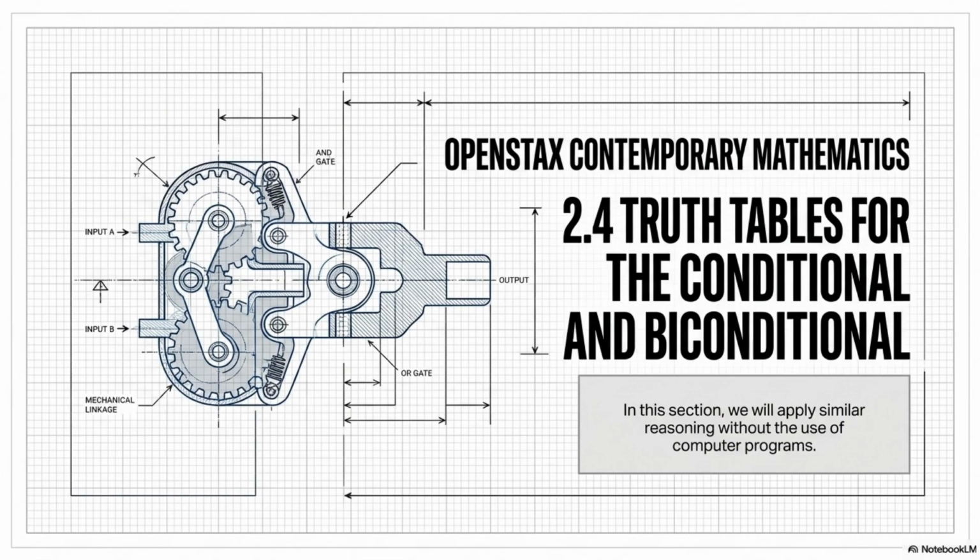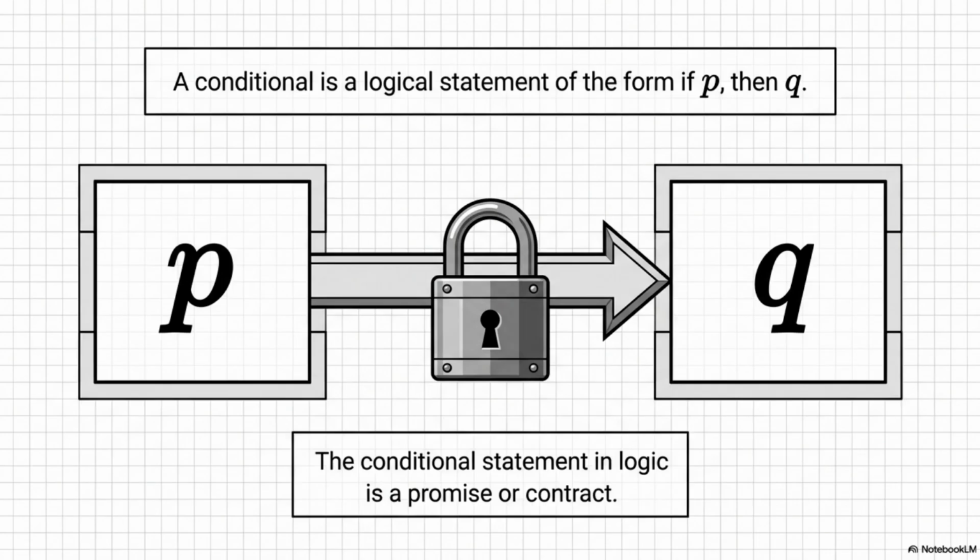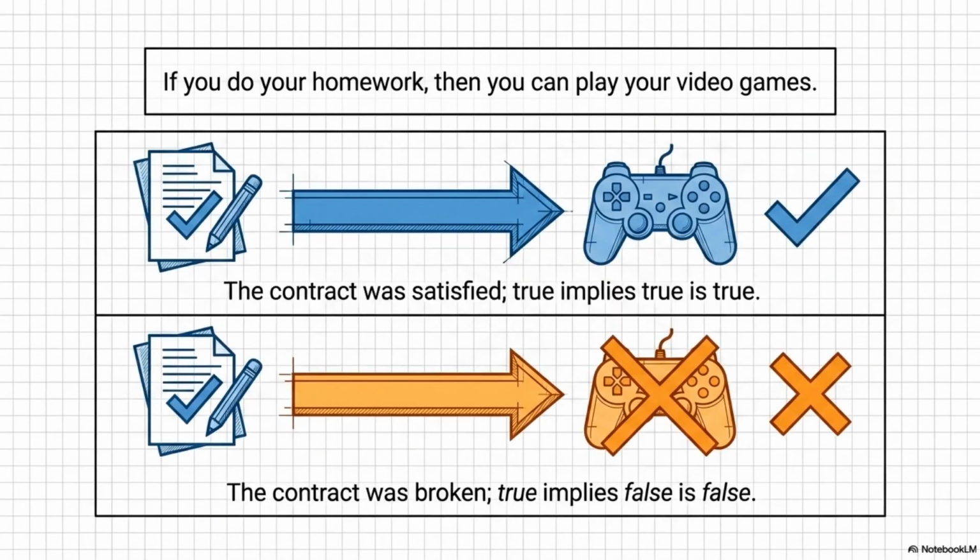So to set the baseline for you listening, let us look at the standard conditional statement. Right, so in logic, this is P implies Q. Since you likely already know the basics of an if-then statement, let us focus on the mechanics of why it functions like a strict legal contract. Okay, yeah, that makes sense. Section 2.4 uses a classic scenario. A parent tells their child, if you do your homework, then you can play your video games.